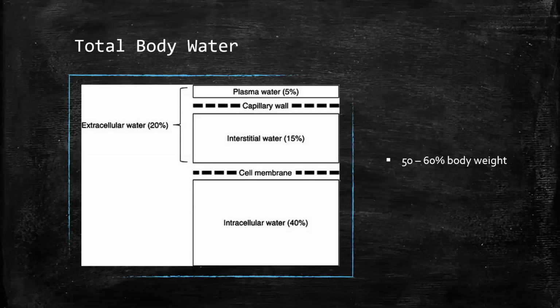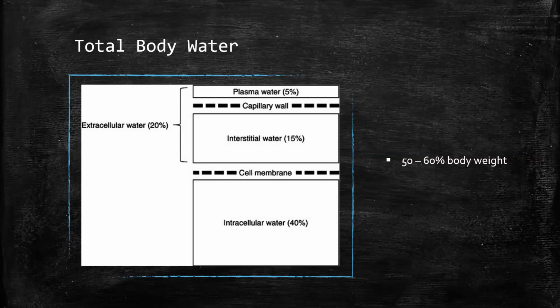Just as a reminder, about 50 to 60% of our total body weight is water. Men skew towards the higher end of this, and women towards the lower end of this. And the difference is primarily based on a relatively higher muscle mass in men and relatively higher body fat percentage in women. As a point of reference, babies, a neonate is about 80% water by weight.